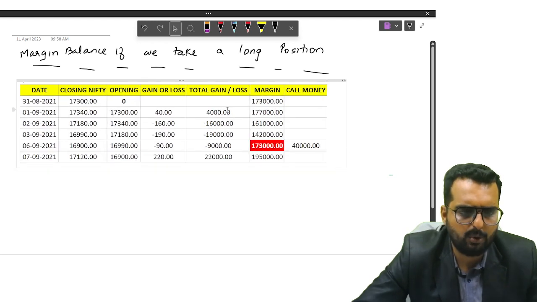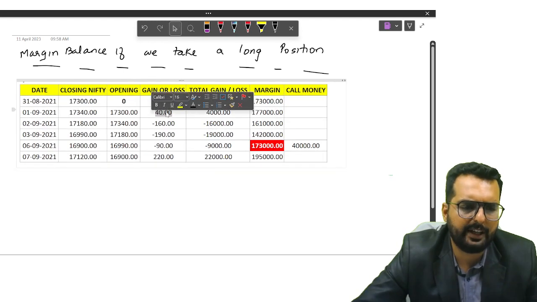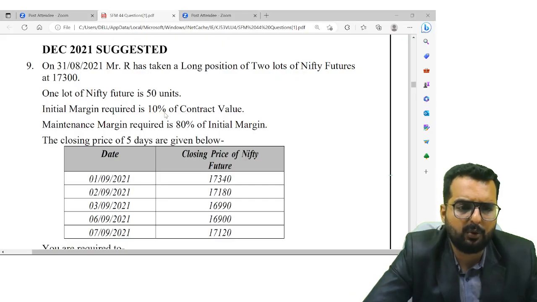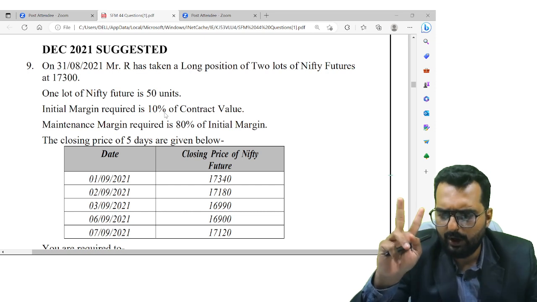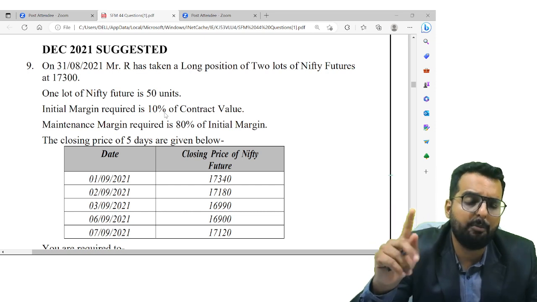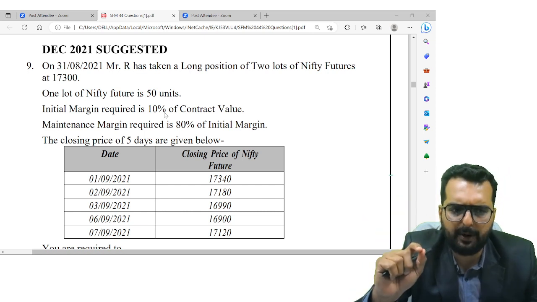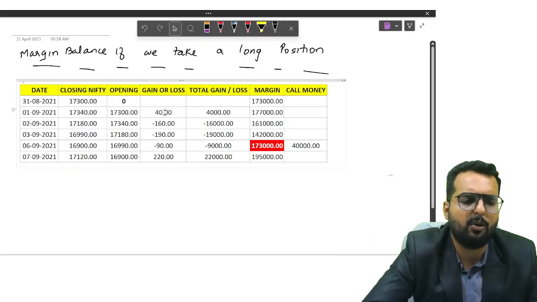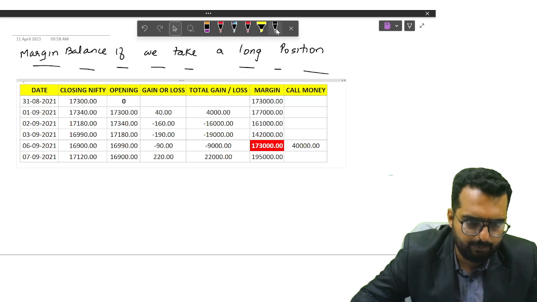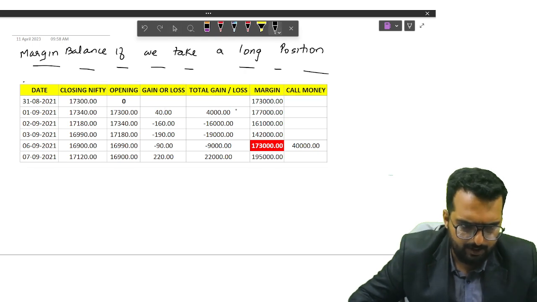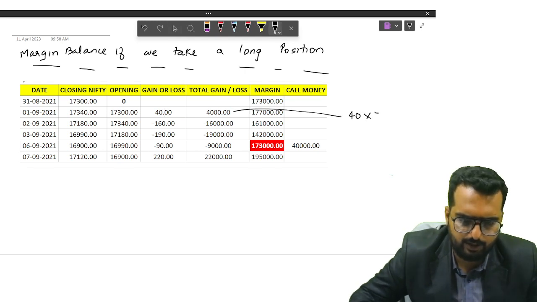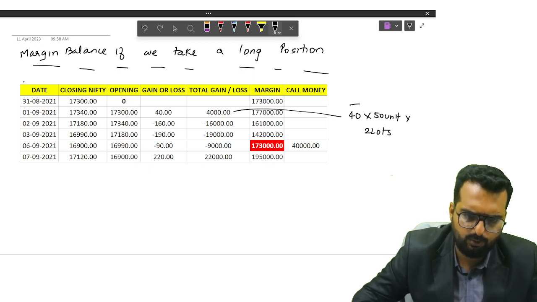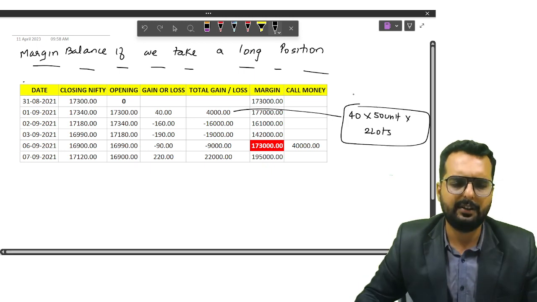Okay, now see the total gain or loss is basically this. 40 is the loss for one thing. Over here in the question they have told how many lots are they entering into? 2 lots, correct? And every lot, how many units are there? 50. So loss per unit into 50 units into 2 lots, that is giving you the total gain or total loss. So if you want, I'll just put a note over here. This will be 40 into 50 units into 2 lots. Are you clear with this part?